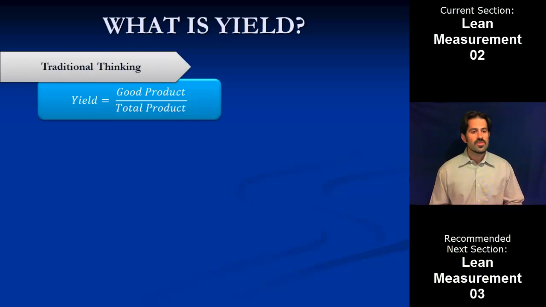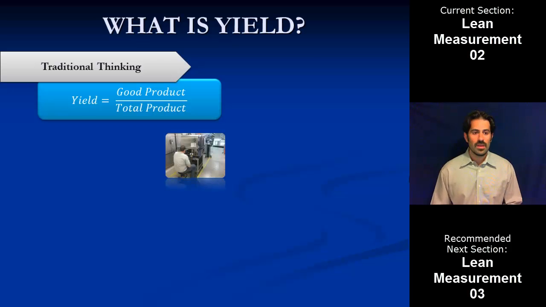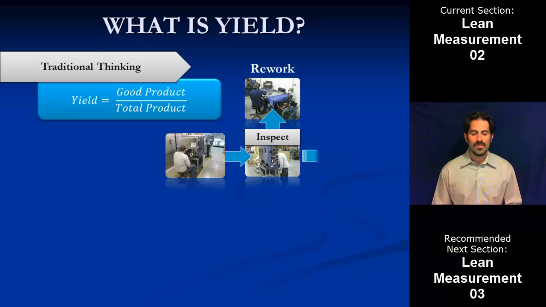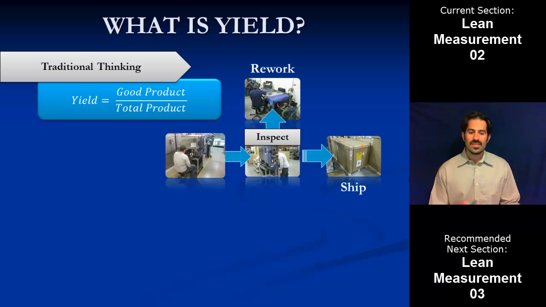So really, the traditional thinking of yield is pretty simple. It's the amount of good product divided by the total product. So kind of an idea of how much was bad. So in this example, say we produce some amount of product off of an assembly line or a process or whatever it could be. We inspect it. If it's bad, some of it gets reworked, and then we ship everything that we can.